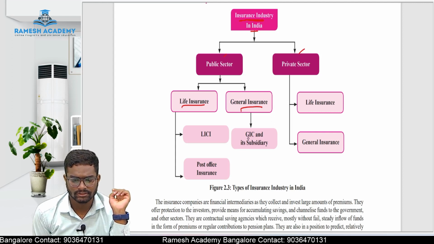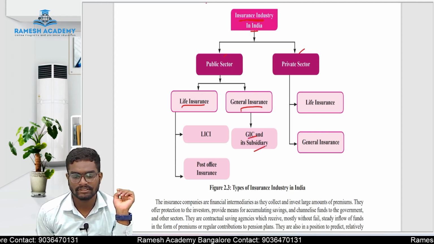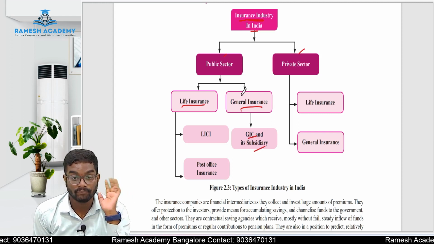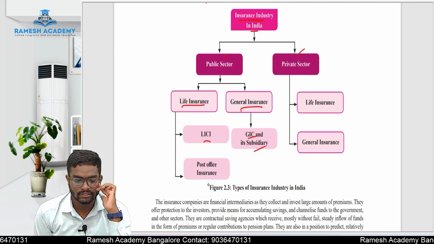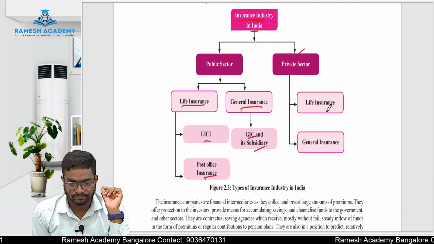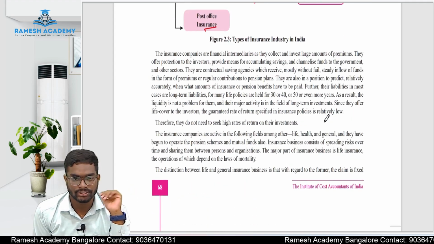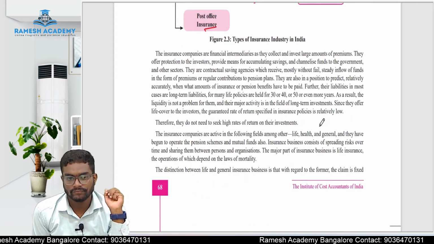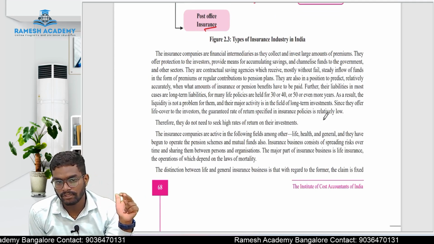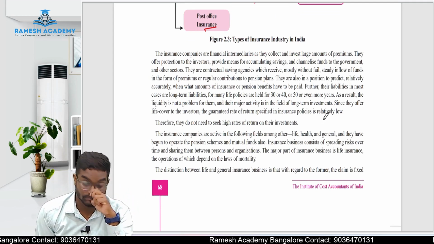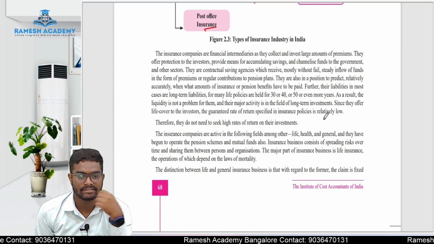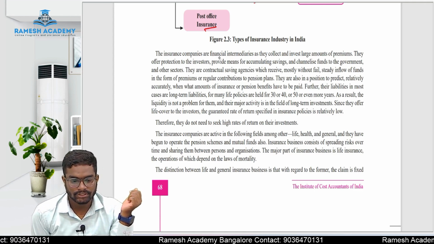General insurance corporation and its subsidiaries are examples in the public sector. In India we have LIC or postal life insurance, and in the private sector also banks provide insurance, and other insurance companies are also there. We have Digit now, we have Acko insurance, which will provide insurance for automobiles, etc.